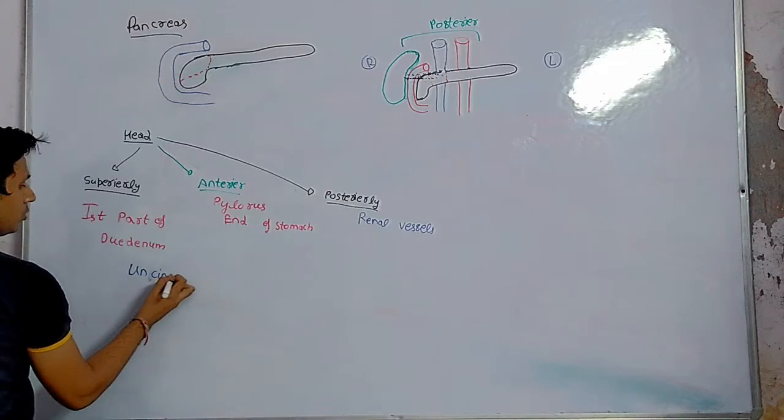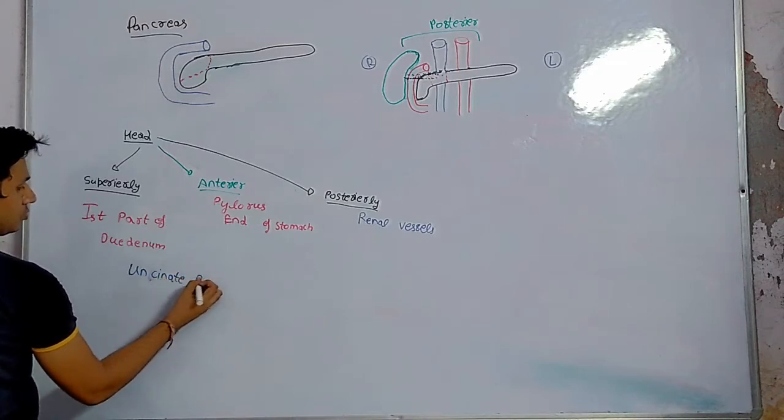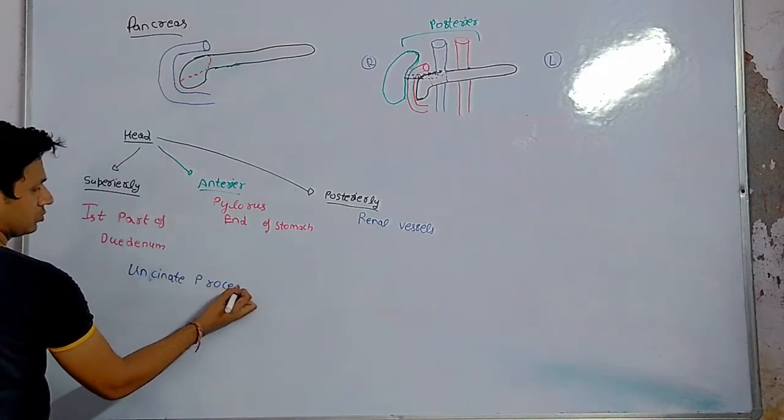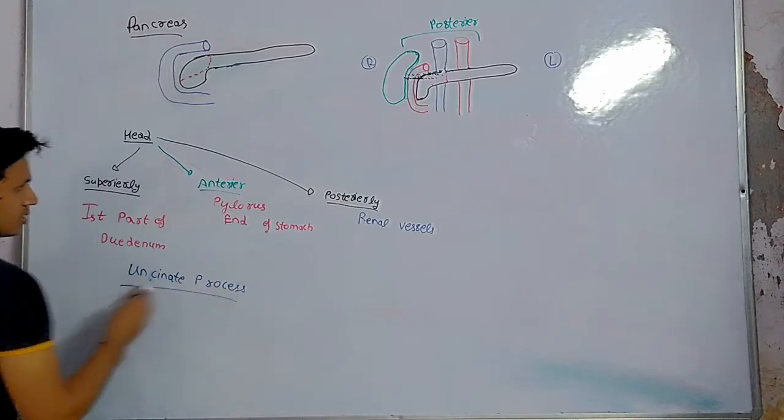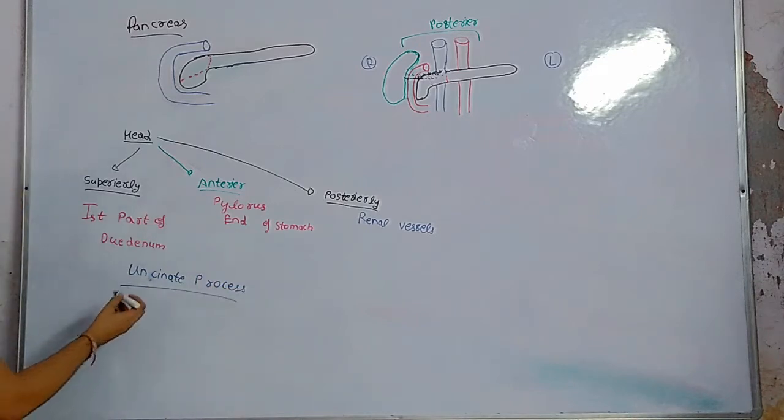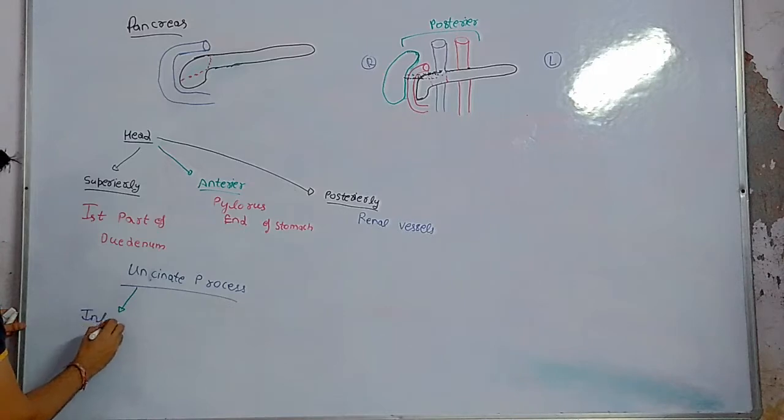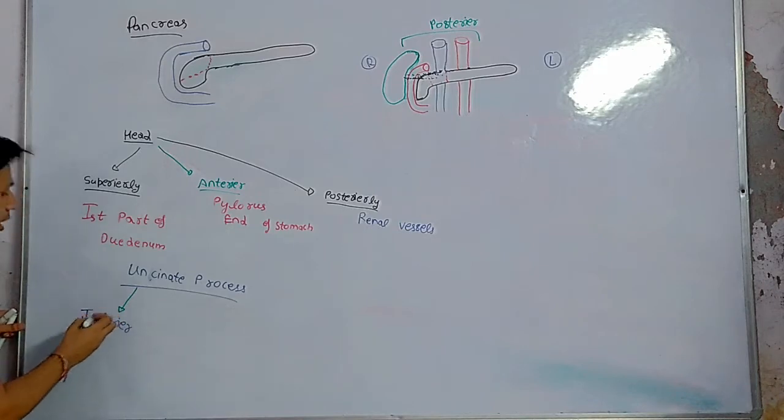Uncinate process. Inferior relations of the uncinate process include which part?